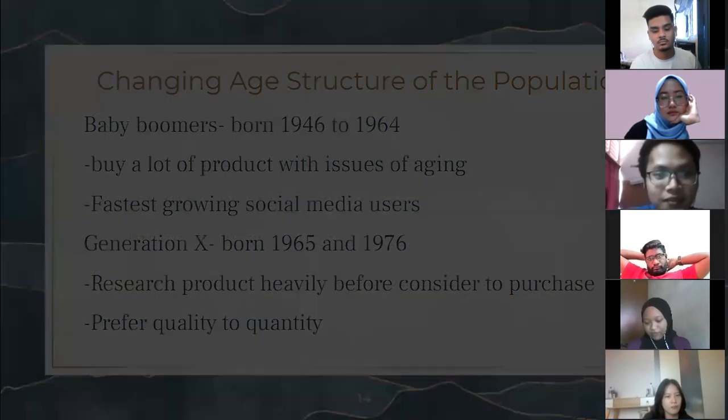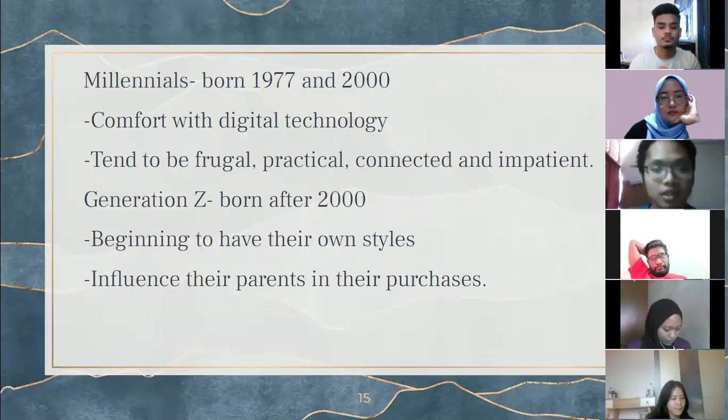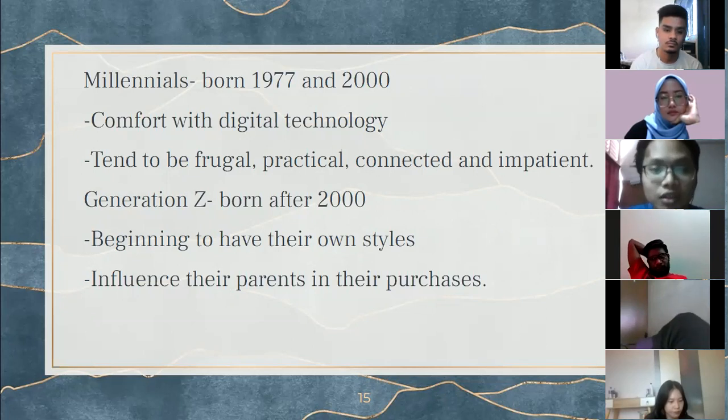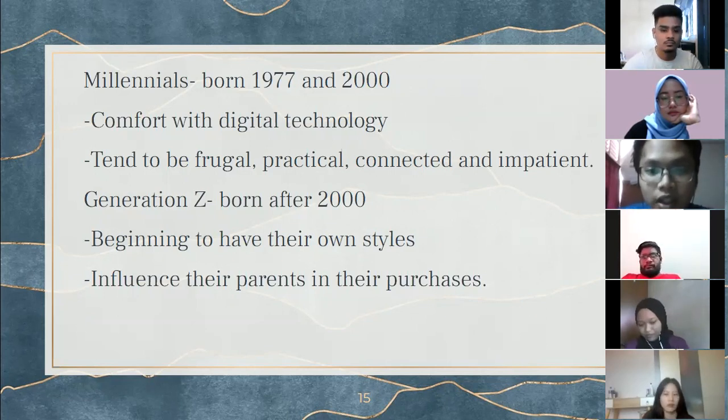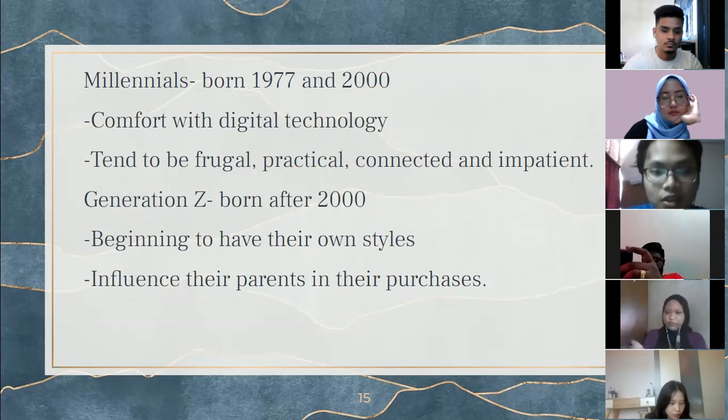The next one is the millennials, people born between 1977 and 2000. This generation is usually comfortable with digital technology. They tend to be fragile, practical, connected, and impatient. The last one is Generation Z, born after 2000. They are beginning to have their own style, and they influence their parents in their purchases.